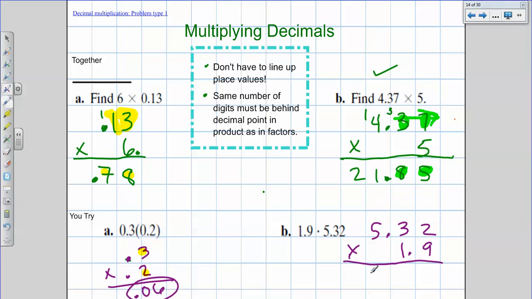Okay, so my numbers should be, I think I might be running out of room here, so I apologize. Let's count how many numbers are behind the decimal point. 3. So in my final answer, I need to have 3 numbers behind my decimal point. So 10 and 108 thousandths should be my final answer there. 1, 2, 3.